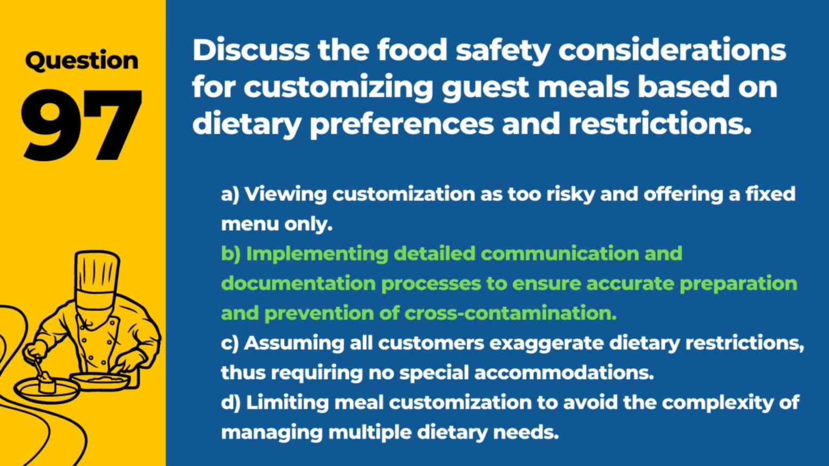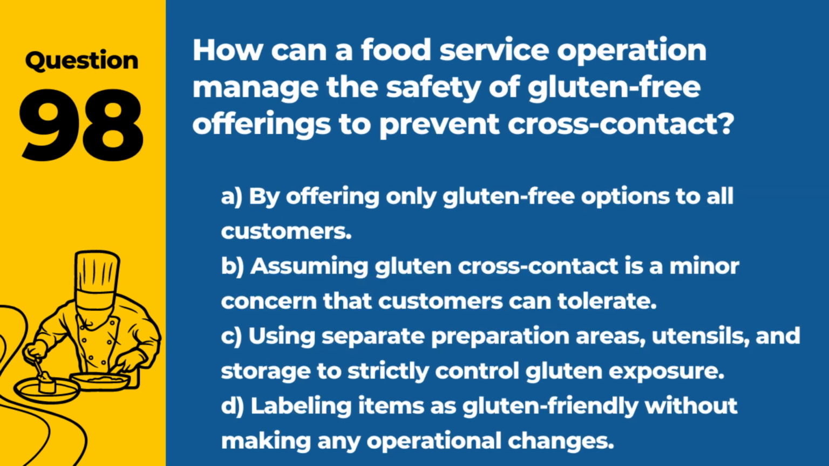Answer: B. Implementing detailed communication and documentation processes to ensure accurate preparation and prevention of cross-contamination. Customizing meals for dietary preferences requires careful attention to avoid allergen exposure and cross-contamination, ensuring the safety and satisfaction of guests with specific dietary needs. Question 98. How can a food service operation manage the safety of gluten-free offerings to prevent cross-contact?